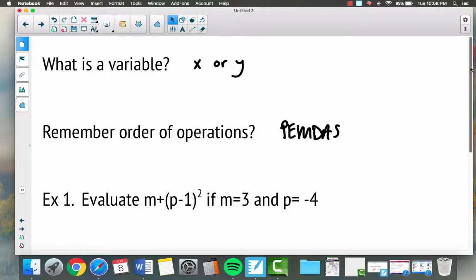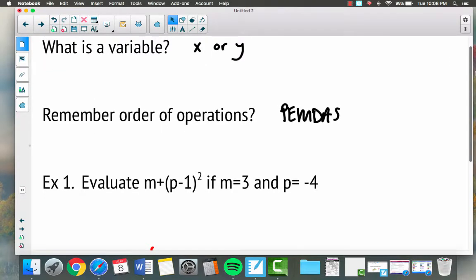But what we're going to start with is just something really simple where we're going to evaluate an equation given a set of information. So here it says evaluate m plus p minus 1 squared if they tell you m is equal to 3 and p is equal to -4. So anytime they ever say evaluate, all that means is basically you're going to take what they give you and plug it in or simplify it. So anywhere I see an m, I'm going to replace it with a 3. So I'd have 3 and then plus, and everything else stays the same. And then wherever I see a p, I'm going to replace it with a -4. So -4 minus 1, and then all squared.